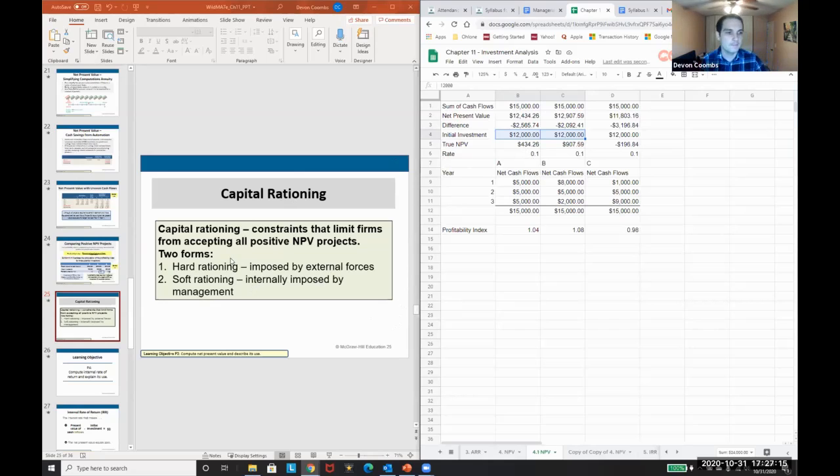So just be aware that some can be imposed by external forces, like lack of cash or lack of ability to make these two investments. Maybe both investments are on one piece of land, and some are just internally decided so that other business units can have rationing.